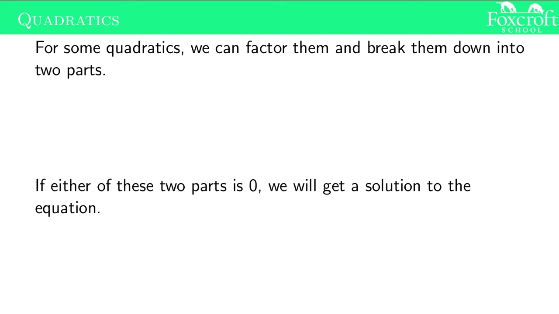And for quadratics, we actually just solved a quadratic equation without knowing it. But for some quadratics, like we said at the beginning of the video, we can factor them. We break them down into those two parts that look similar to that last example. And if either of those parts is 0, we get a solution to the equation. So basically, we just take these two factors that we get when we factor and set them equal to 0. So that's our general strategy.